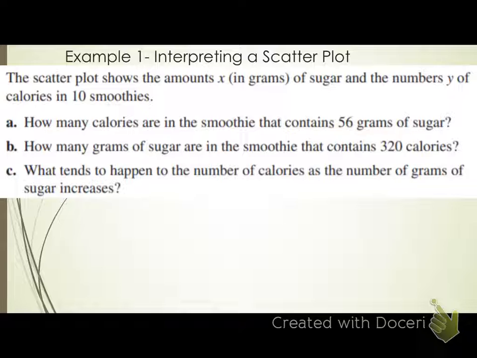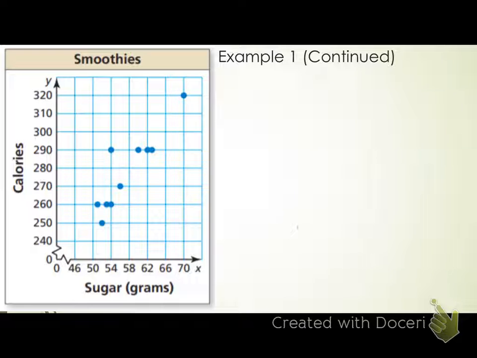56 grams of sugar. So I'm going to go look at my x-axis and find 56 grams of sugar. Find the ordered pair that's corresponding with that. Then I'm going to go look at my y-axis and see which number of calories corresponds with that point. So 56 grams of sugar, that's between 54 and 58. So let's find the ordered pair that corresponds with that. That would be that ordered pair right there, correct? How many calories are in the smoothie that contains 56 grams of sugar? 270 calories.